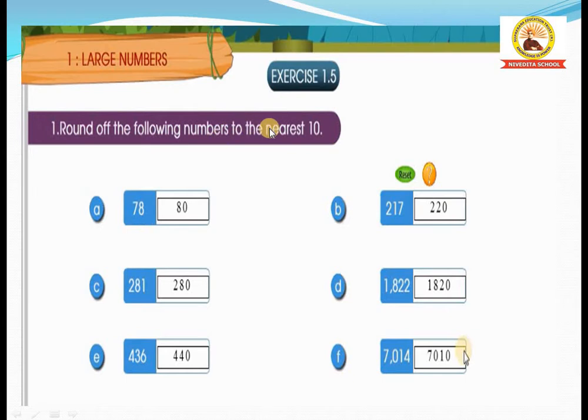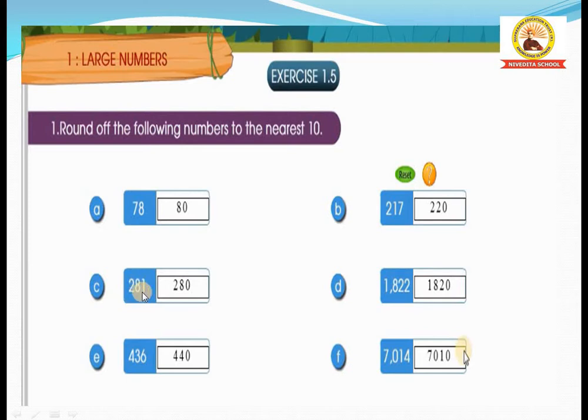See, now we have to round the numbers to the nearest 10. So it is easy. 78, is it nearest to 70 or 80? 80. So we will write 80. And 217, only see the last two numbers. 17, is it nearest to 20 or 10? It is nearest to 20. So we will write 220.